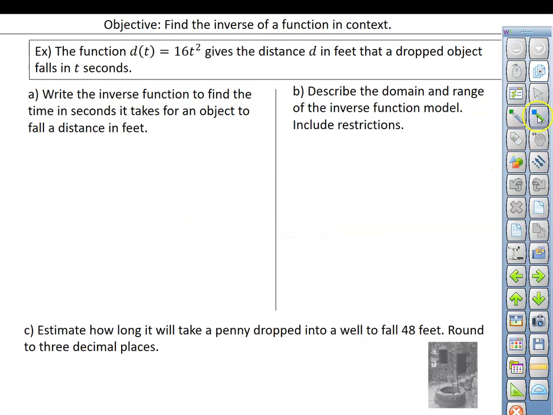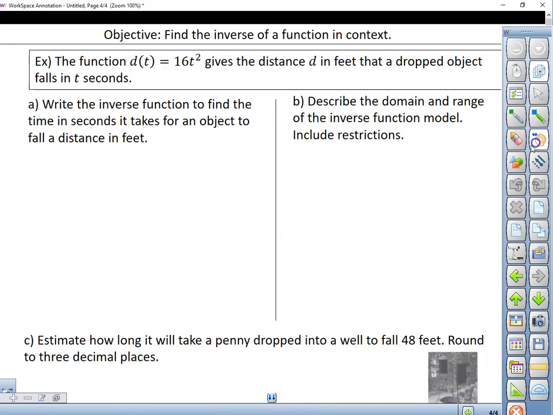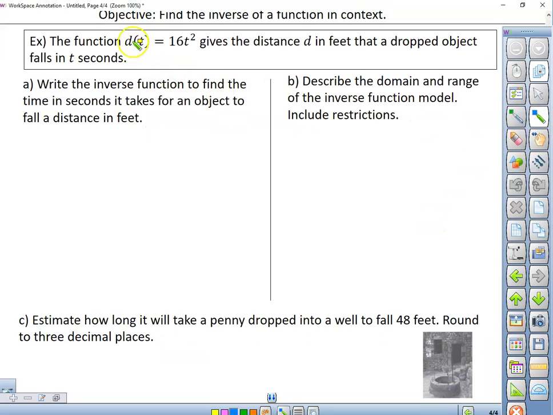So let's go on to this example here. In this example, we have the function d of t equals 16t squared, and it gives the distance d in feet. So that's our d variable, which is our dependent variable, like our y. So it's the distance d in feet that a dropped object falls. And that's in t seconds, and t is our independent variable. All right, so that means that t would represent domain values and d would represent range values.